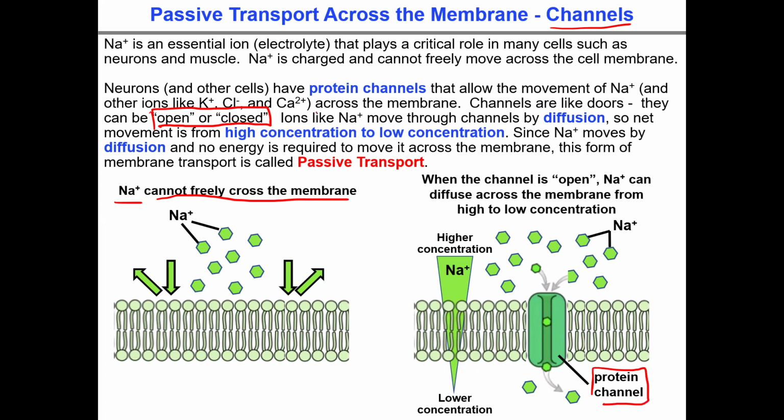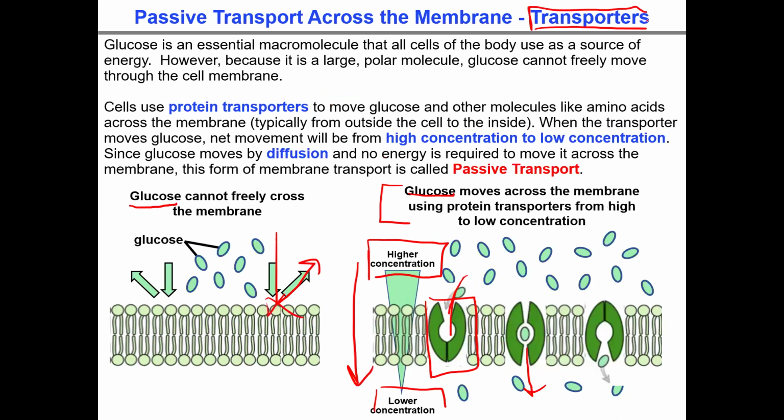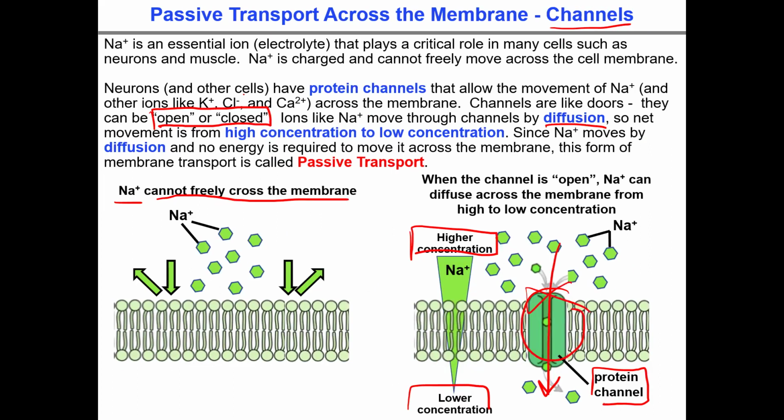Now, protein channels can be opened or closed, and they're still going to use diffusion, going from an area of high concentration to an area of low concentration. So whenever these open up, we have a high concentration outside the cell, and it's going to flood and come inside, where there's an area of low concentration. Whenever we don't need this anymore, they're going to close up, and then they will not be able to freely move anymore. So again, the major difference between our transporters and our channels is its ability to open and close.